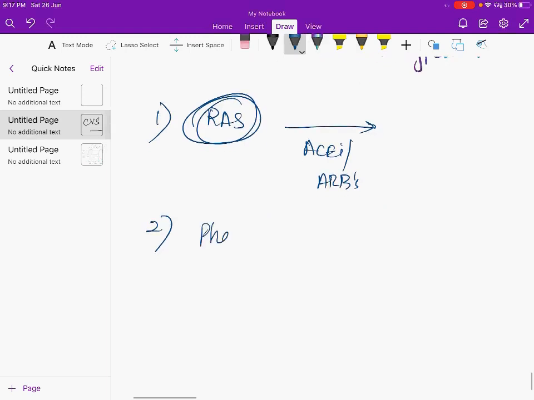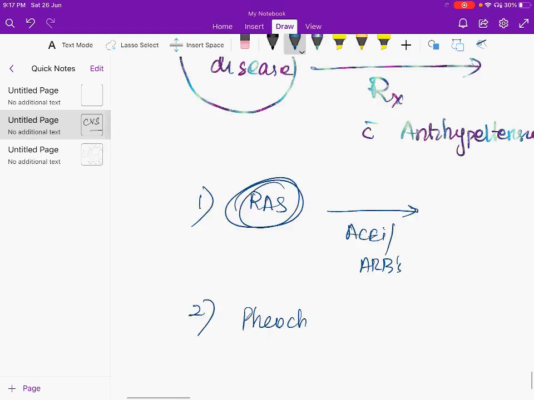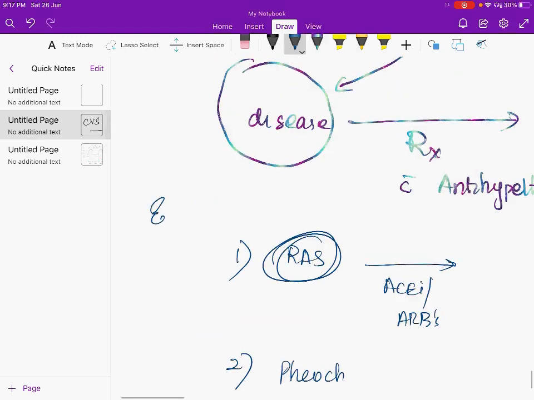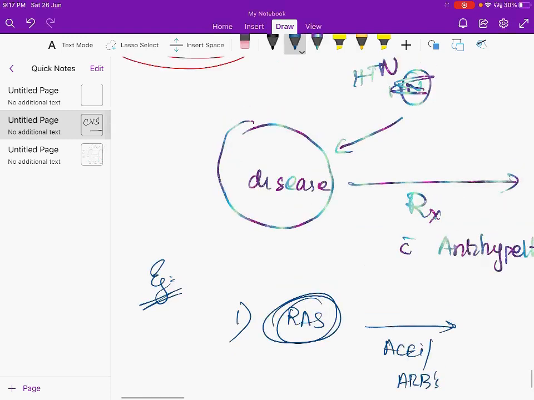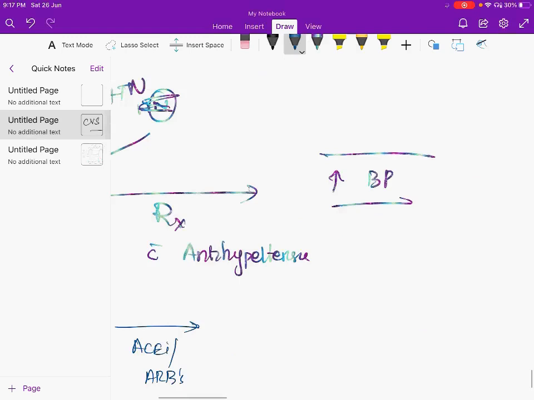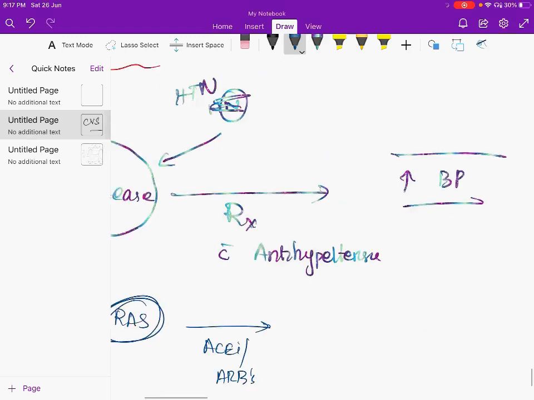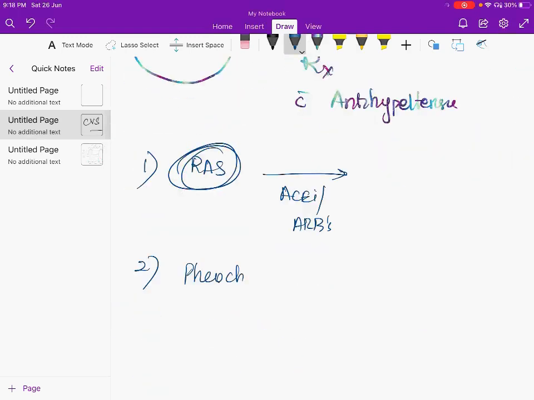Then patient with pheochromocytoma. These are all examples of paradoxical hypertension. So paradoxical hypertension is nothing but a patient with a particular disease ending up in hypertension. You will treat with some antihypertensive, and the patient will have raised BP rather than BP coming down. So one such example is renal artery stenosis. In bilateral renal artery stenosis, if you give ACE inhibitors or ARB, it will cause raised BP.